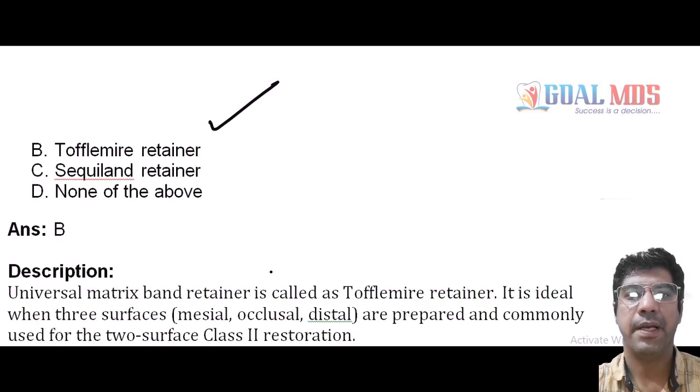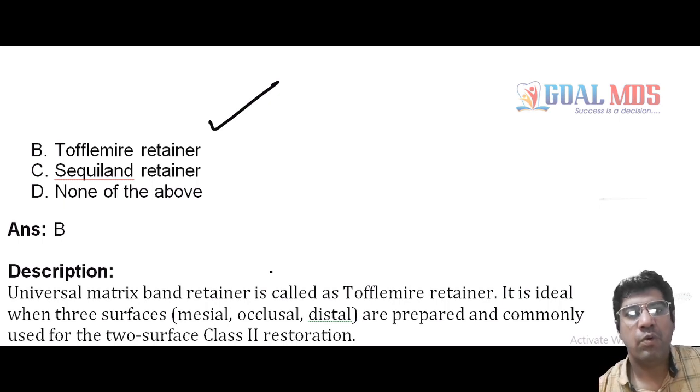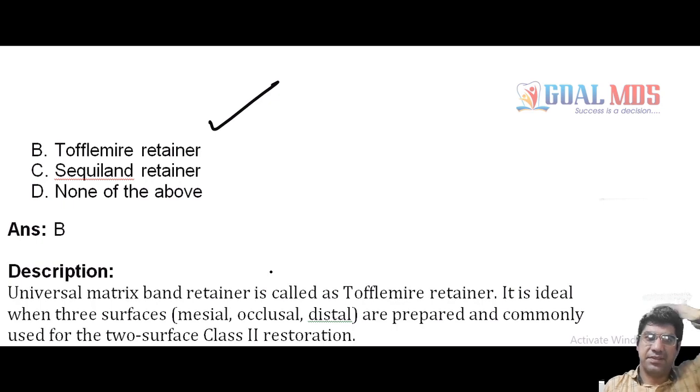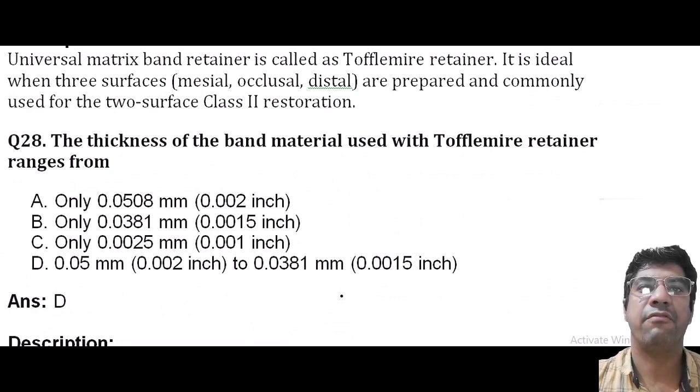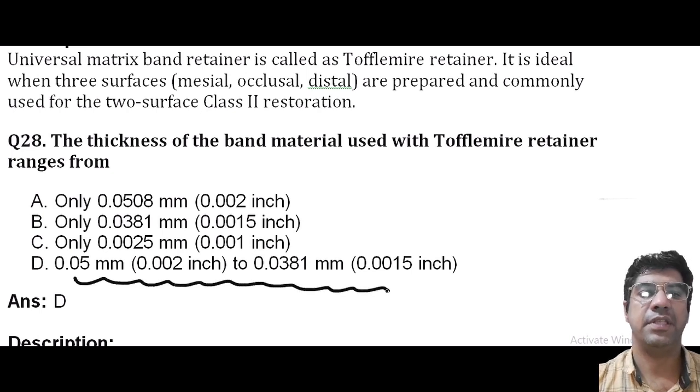Universal matrix band retainer is also known as Stoffel-Meyer matrix. It is used for placing and securing matrix band during restoration procedure, typically for the class 2 restoration, where the mesial and the distal surfaces are involved. Next question is the thickness of band material used with the Stoffel-Meyer retainer. Already discussed, the answer is D.